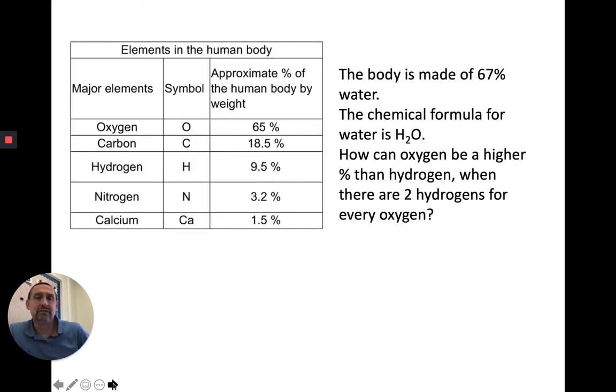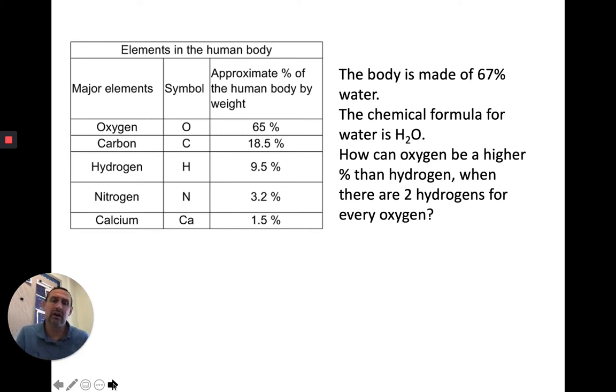Now here's a difficult question because most of the human body is made of water. The chemical formula for water is 2 H's, 1 O. But when you look at the percent by weight in the human body, you'll notice that oxygen has a very high percent and hydrogen has a very low percent. But we have 2 hydrogens for every oxygen. Like, how is that even possible?